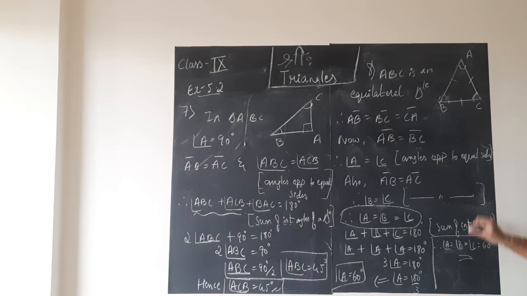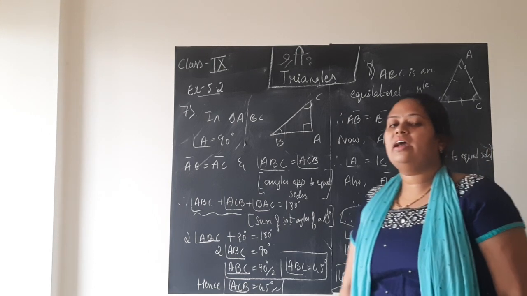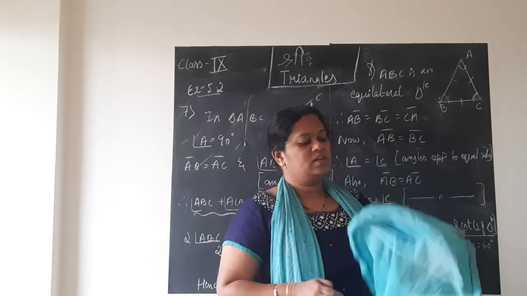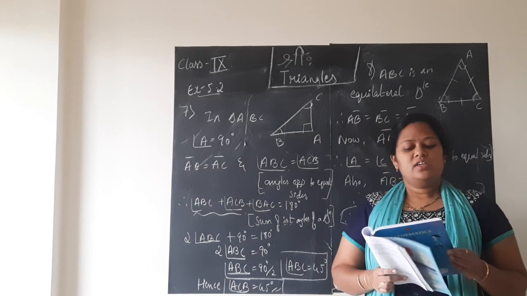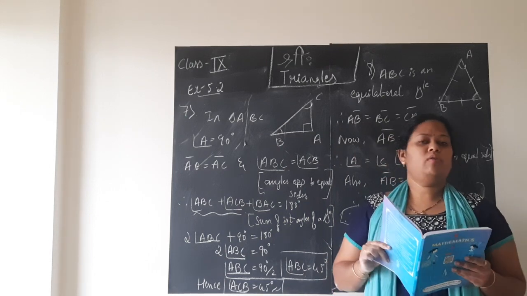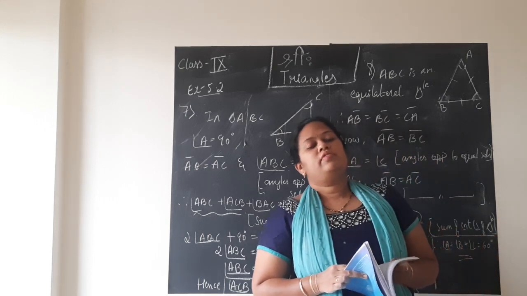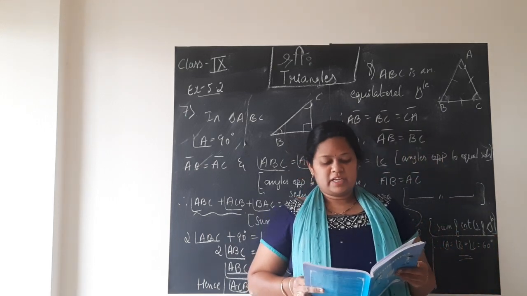That's all. Hence, we proved that in an equilateral triangle, all the angles are equal to 60 degrees. That's all, children. So this completes exercise 5.2. Hope it was very easy to understand. The 6th one, you solve. If you didn't get the solution, of course, I'm there to help you.